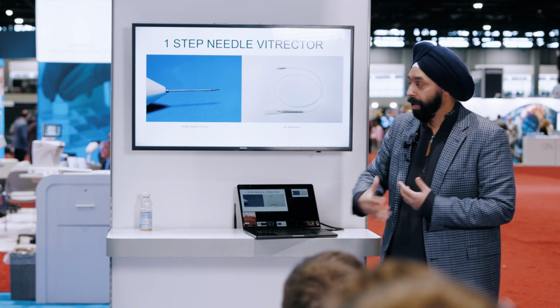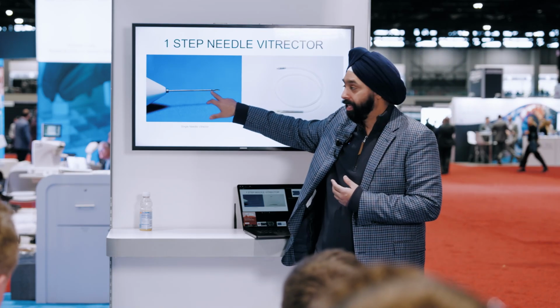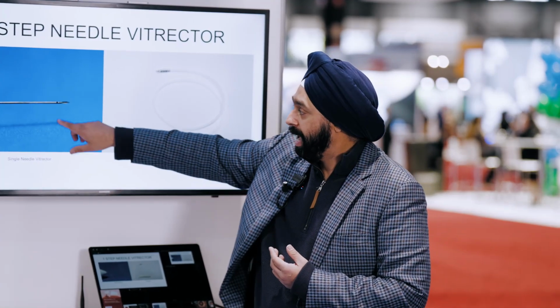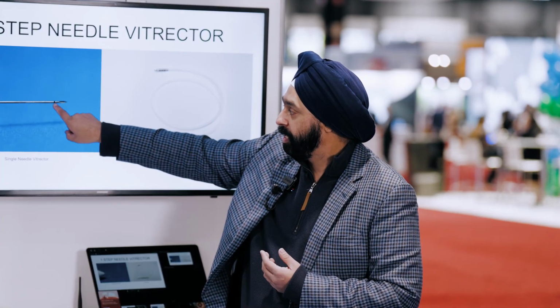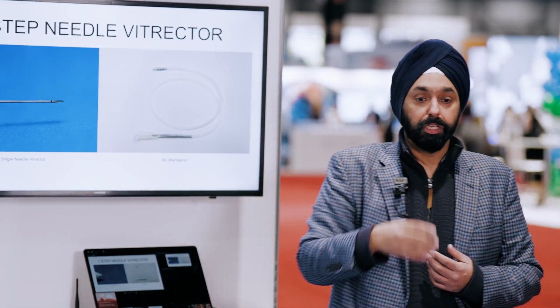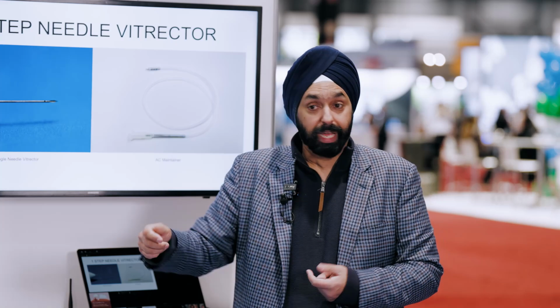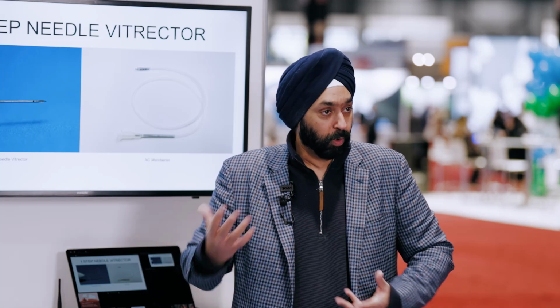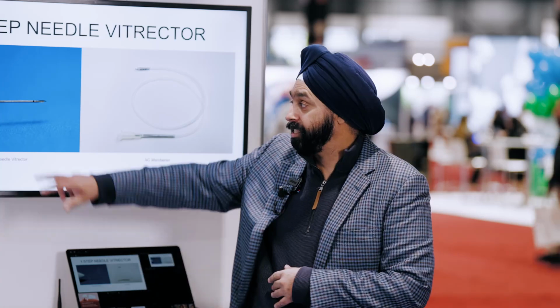What One Step is, is basically a 27 gauge needle. That's a tip. It has a port so that you get aspiration or vacuum. And just behind the tip, this little opening is a dual blade cutter. It goes bidirectional. Depending on your phaco machine, this is attached to your phaco like a vitrector. If you have a Centurion or a Stellaris, it can be anywhere from 5,000 to 15,000 cuts per minute. But it's attached to the phaco.